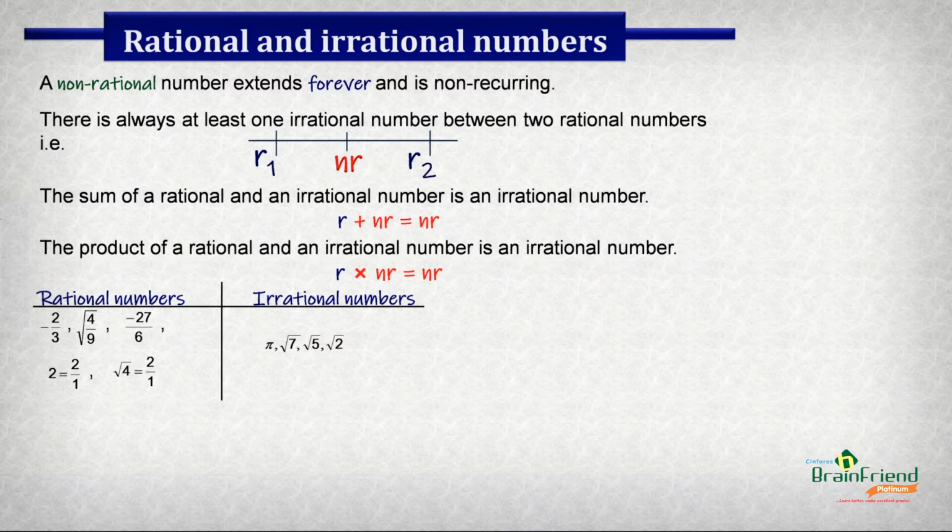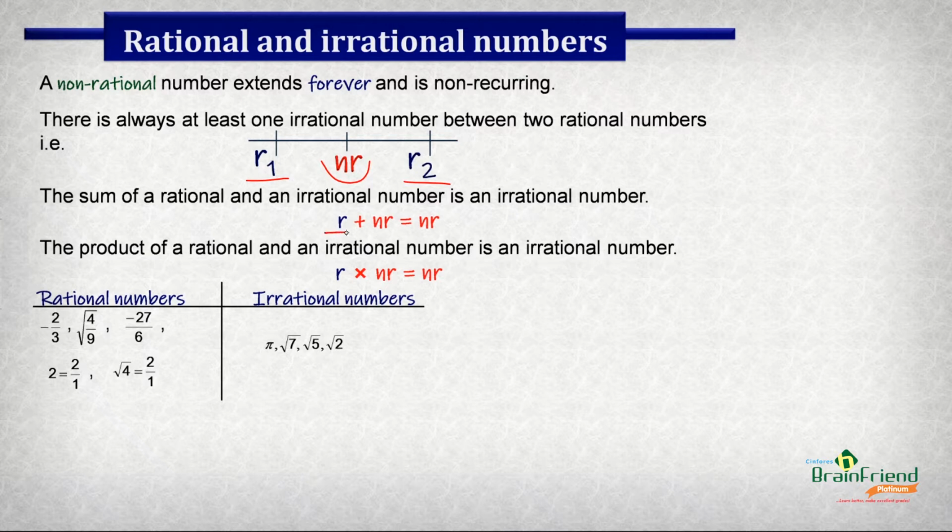An irrational number extends forever and is non-recurring. But we must also note that there is always at least one irrational number between two rational numbers. That means if we have one rational number, R1, and another rational number, R2, there exists a non-rational number between these two numbers.